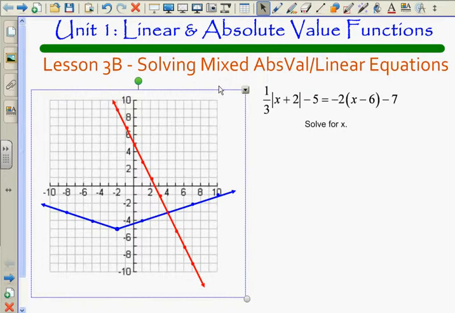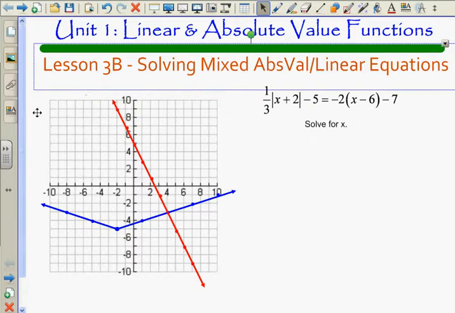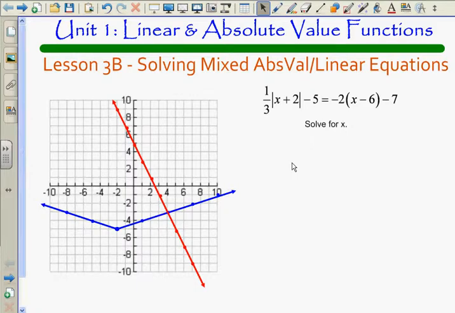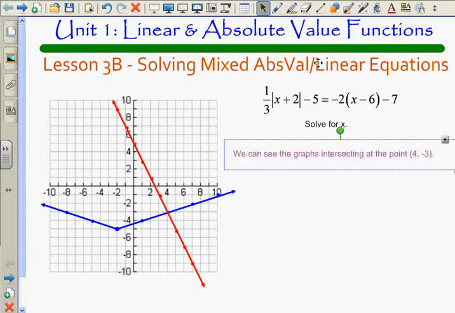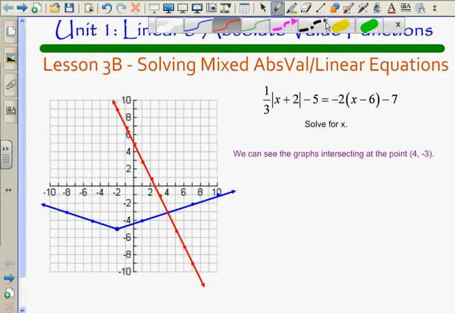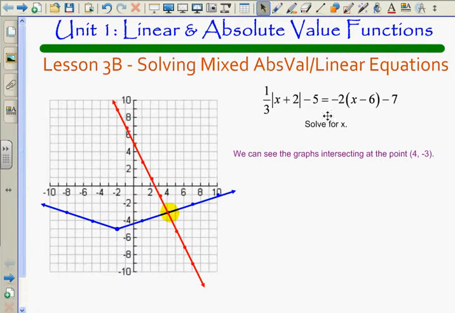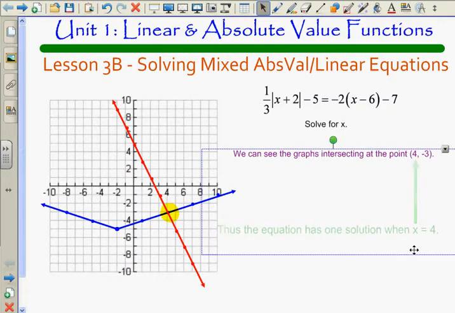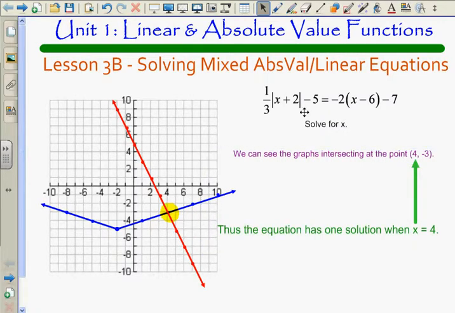There you go. So we can see from the graph that the line and the absolute value are intersecting at 4, -3. Let me just highlight that real quick. So that's right here. But since our directions are to solve for x, we really only care about the 4. So the answer to this equation should be x equals 4. But we need to make sure we can do that by hand. So let's try that.